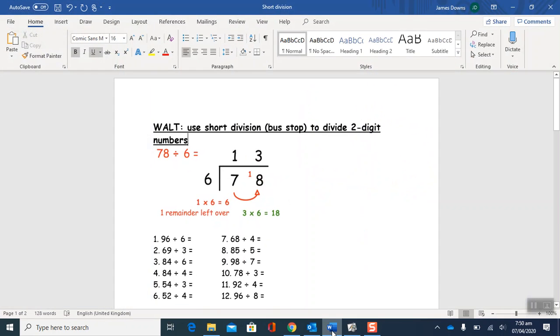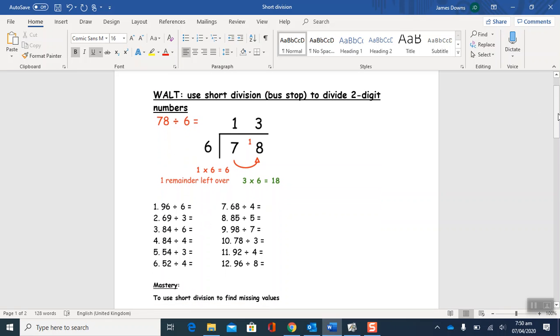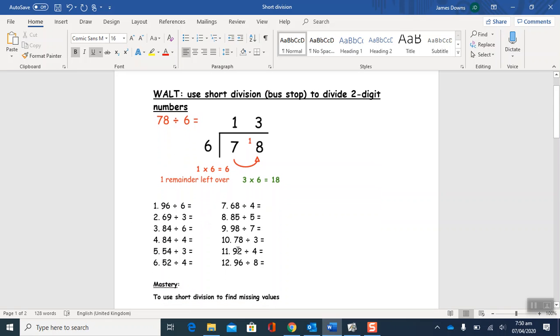If I go back to the sheet, all you'd be doing is working through these 12 questions here until you've got the hang of it. You can look back at the video or look at this here to help you if you get a little bit stuck. But these are quite simple, and I'm sure that you'll do your very best with them.